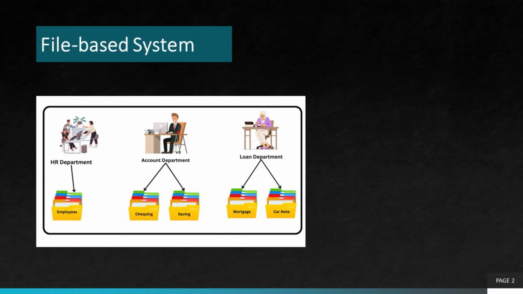Consider a traditional banking system that uses a file-based system to manage the organization's data, as you can see on the screen. As we can see, there are different departments in the bank. Each has its own applications that manage and manipulate different data files. For the banking system, the programs may be used to debit or credit an account, find the balance of an account, add a new mortgage loan, or even add a new car note.